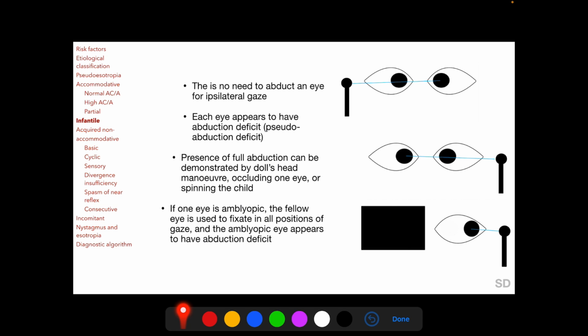But if, instead of visual acuity being the same in both eyes, one eye is amblyopic, the fellow eye with normal visual acuity is used to fixate in all positions of gaze, and only the amblyopic eye appears to have an abduction deficit in its ipsilateral gaze.